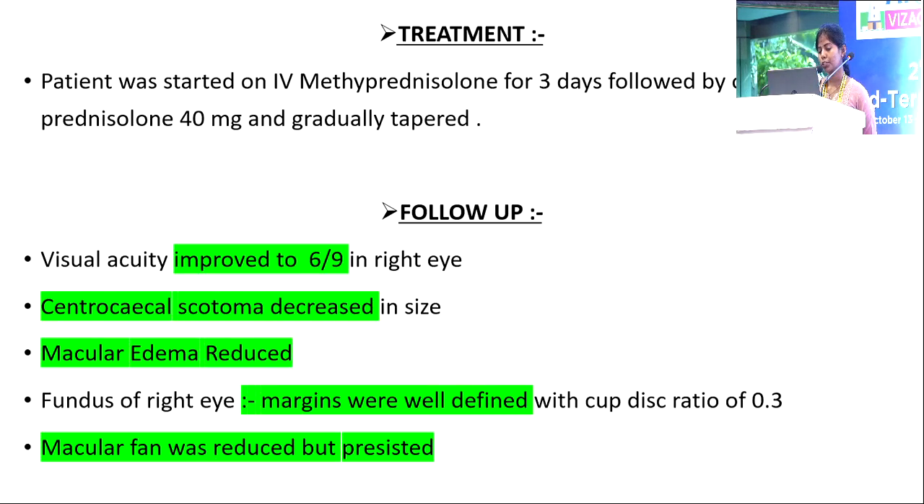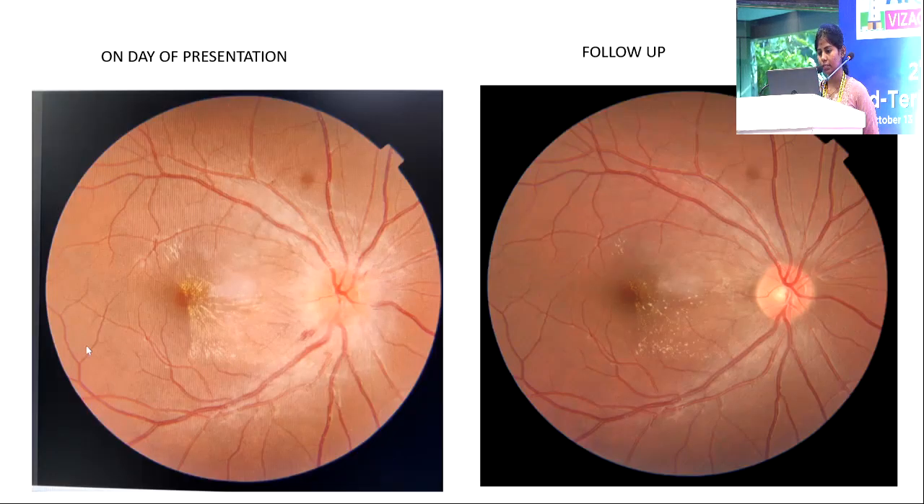For treatment, the patient was started on IV methylprednisolone for 3 days, followed by tablet prednisolone 40 mg, gradually tapered. During subsequent follow-up, the visual acuity improved to 6/9 in the right eye. The centrocecal scotoma gradually decreased in size, and the macular edema also decreased. The fundus of the right eye showed well-defined margins with a cup disc ratio of 0.3, and the macular fan was reduced but still persisted.